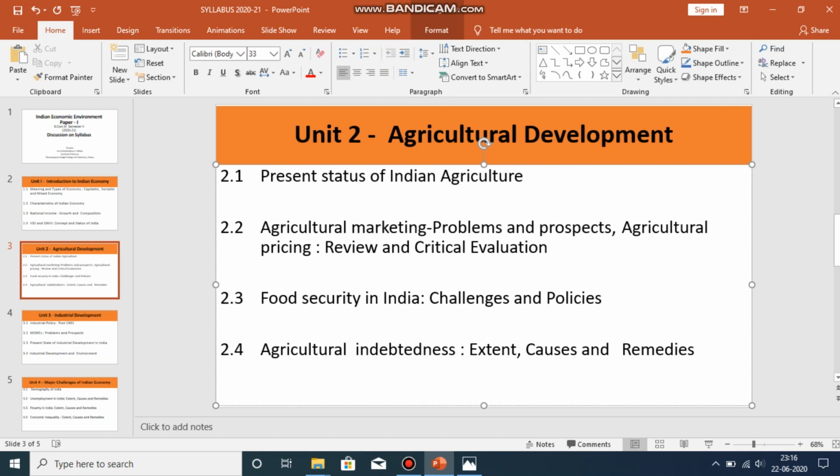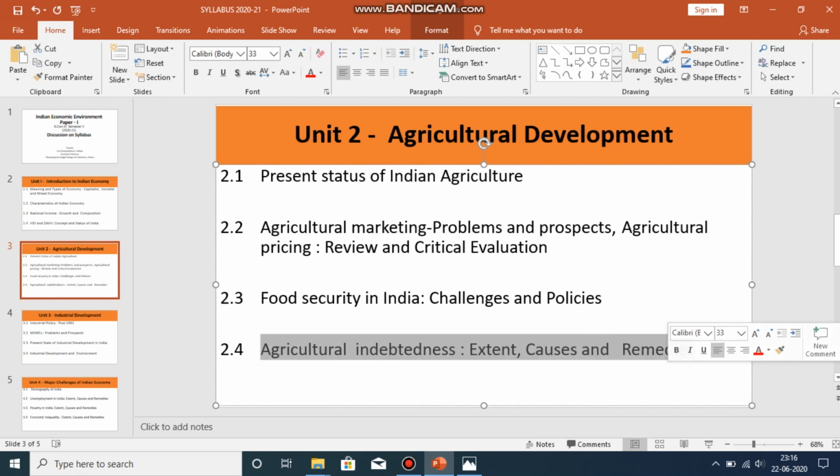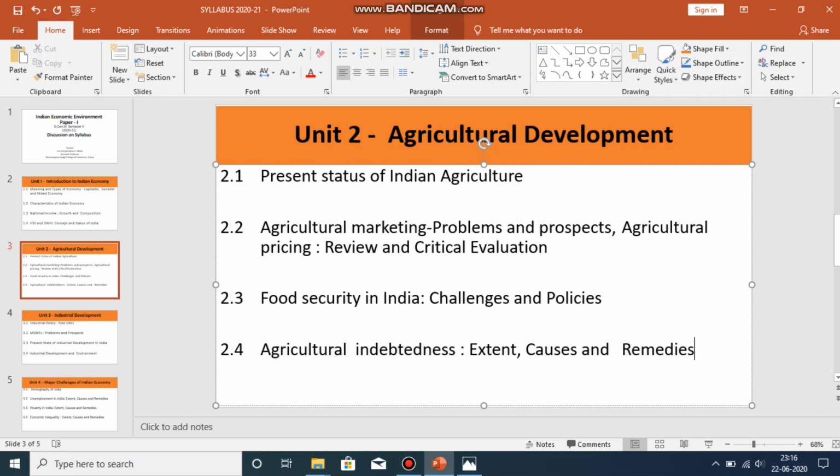So how the indebtedness of the farmers, which is also responsible for farmer suicides in our country, what is the extent of agricultural indebtedness of the farmers in our country? What are the reasons for it? This particular issue we will discuss in this last point, the fourth content of our second unit.